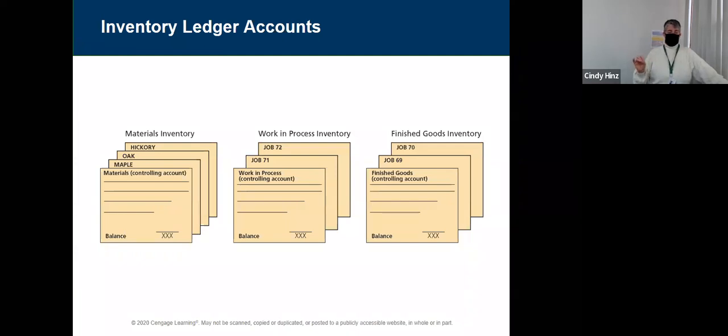If we add those 3 cards together at any given time, it would give us the balance in the controlling account, the work in process inventory account that shows up on their financial statements, on their balance sheet.